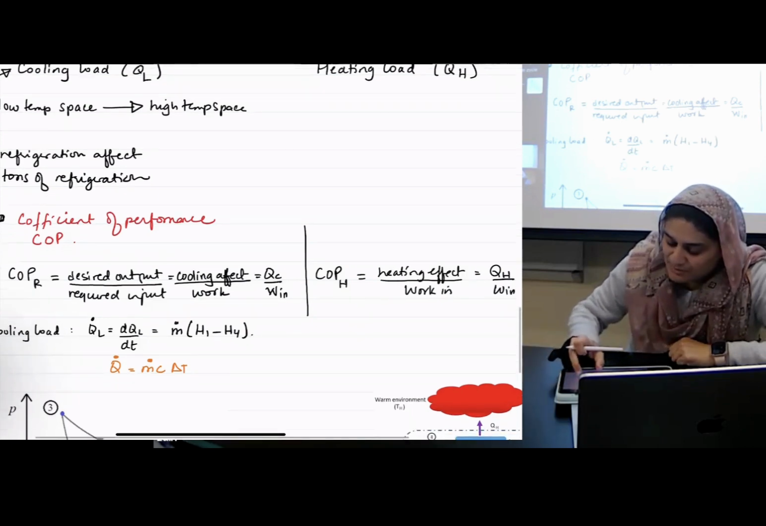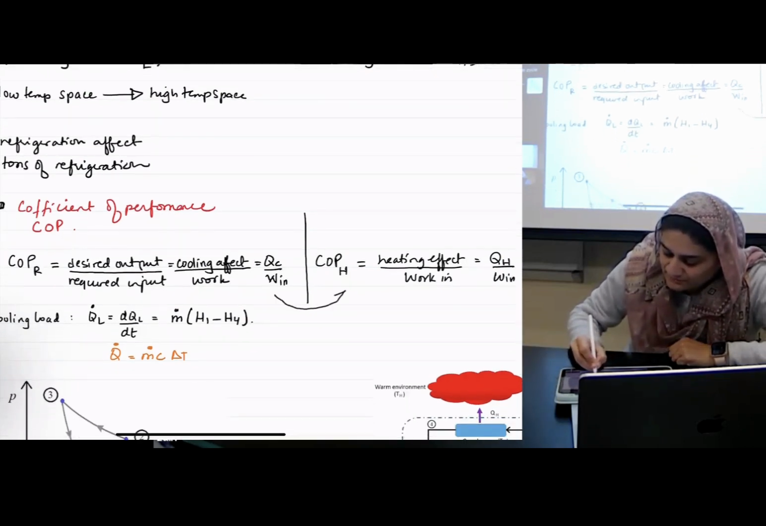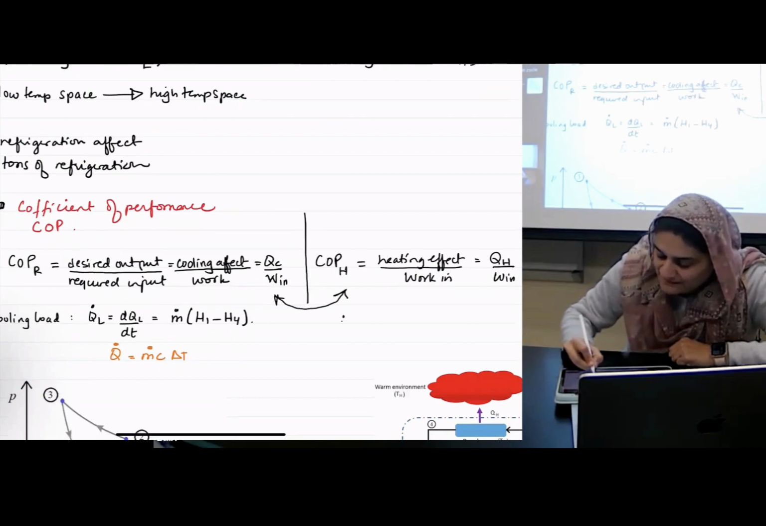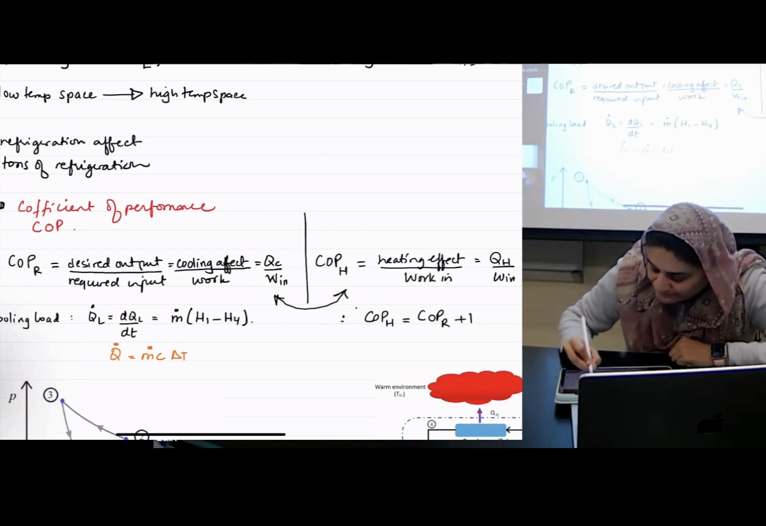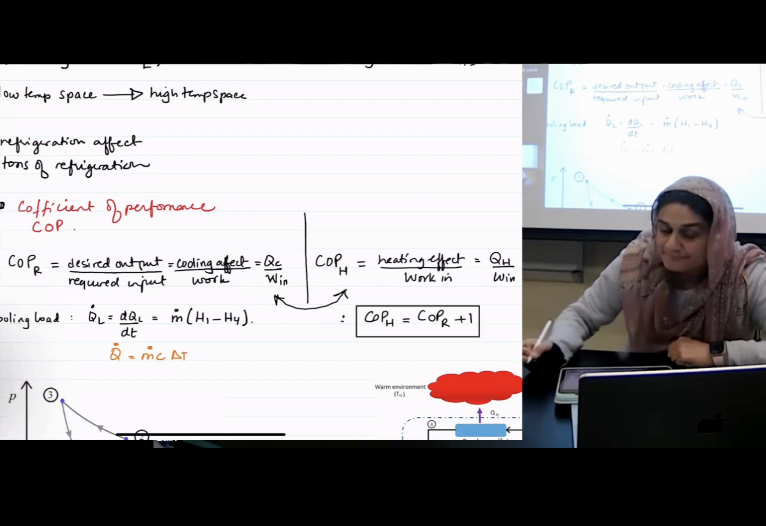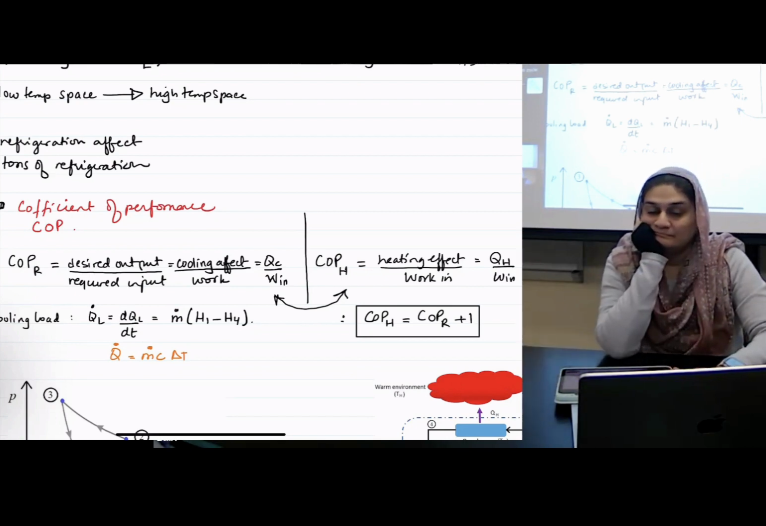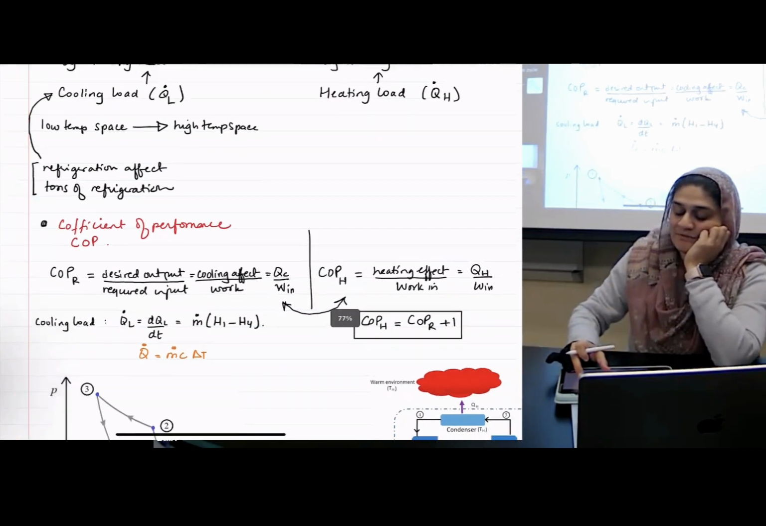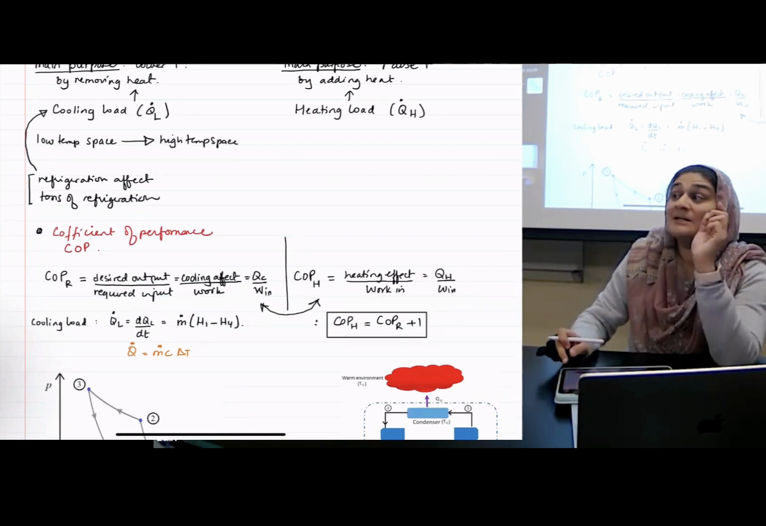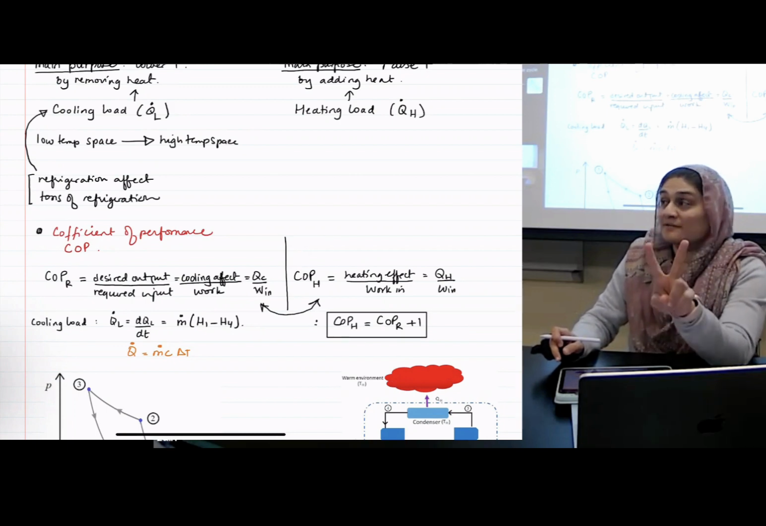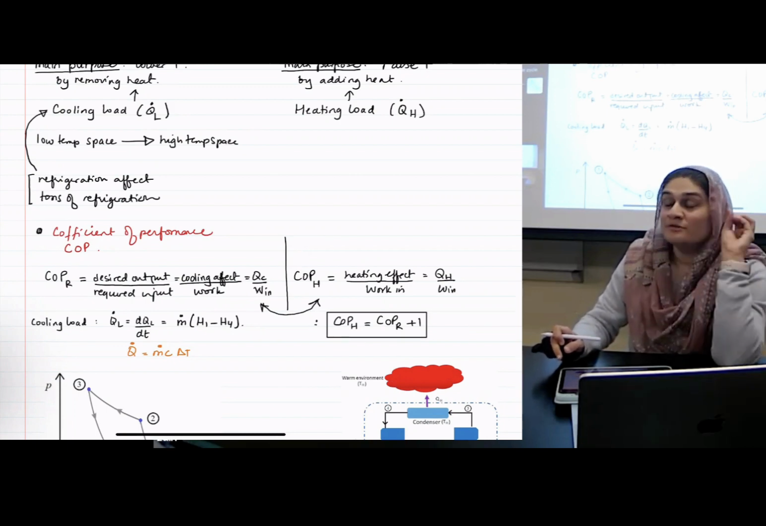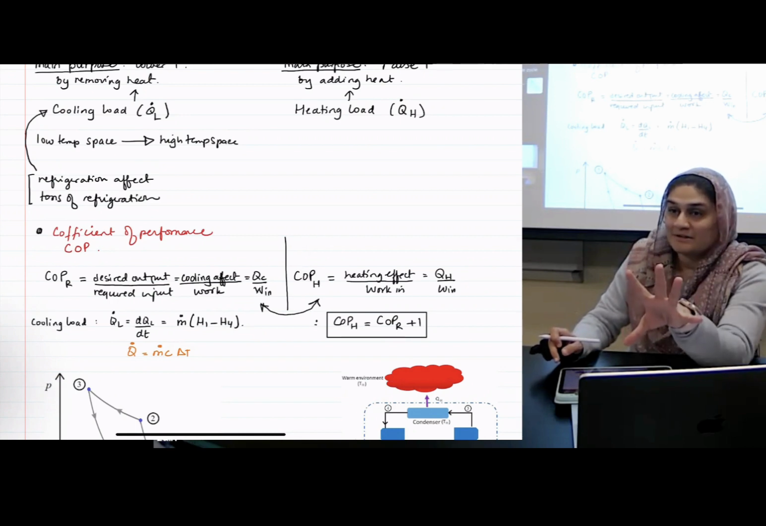And the relationship between these two terms is given by COPH equals COPR plus 1. Everybody okay so far? Do we understand the difference between heating load and cooling load? They're just names given depending on whether we want to remove the heat or add heat. That's all there is.